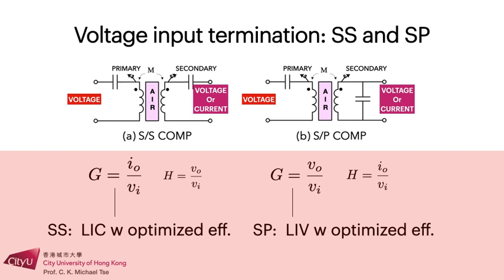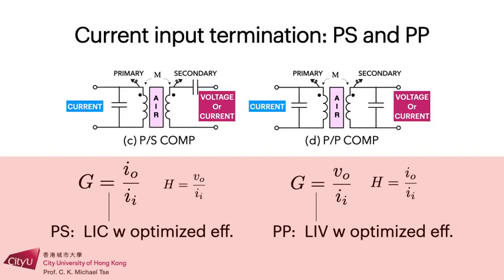And for LIV, we are able to identify the condition for optimal efficiency. Similar results can be obtained for the other two compensation circuits, the PS and PP circuits. The key point is that all these circuits can achieve LIC and LIV, but each circuit will have a preferred operating condition where the optimal efficiency can be obtained.